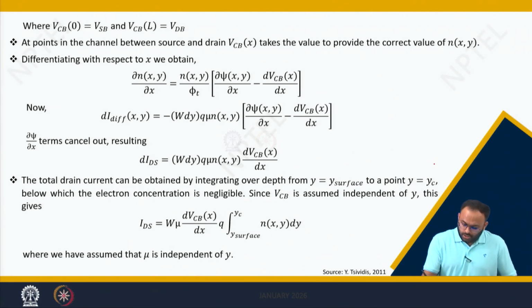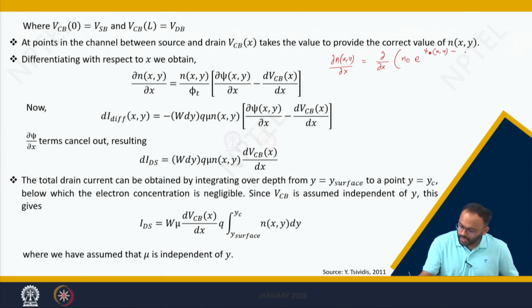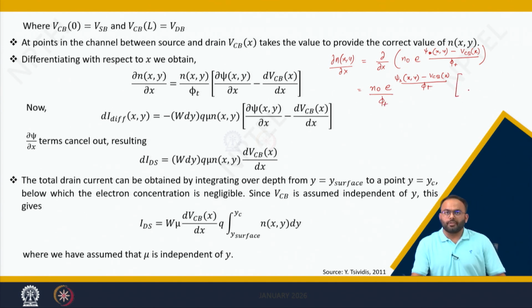So we will find delta nx by delta x as follows: n naught e to the power of psi xy minus VCB by phi t. So this can be written as n naught e to the power of psi s xy minus VCB, which is a function of x only, by phi t, and there will be phi t terms coming in, and you need to do a differentiation by parts.